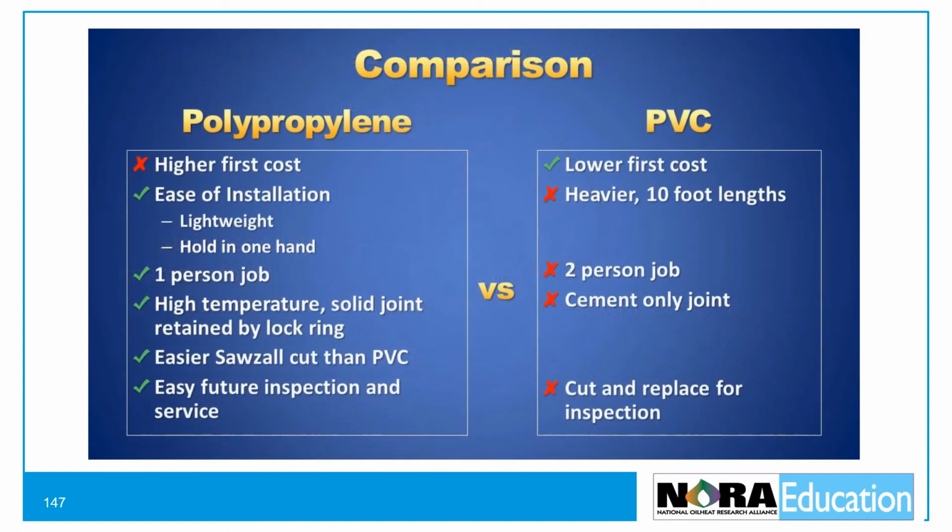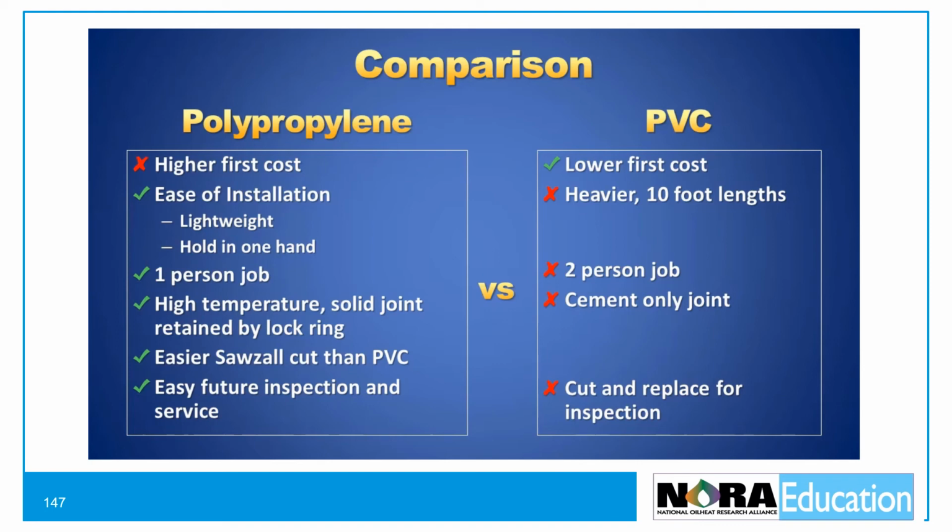Comparing polypropylene and PVC installation, polypropylene has many advantages other than a somewhat higher first cost. Installation of polypropylene is easy with lightweight piping and fittings. Install just a couple of hangers, hold the pipe in one hand and install. PVC comes in 10-foot sections and often needs 2 people to install.